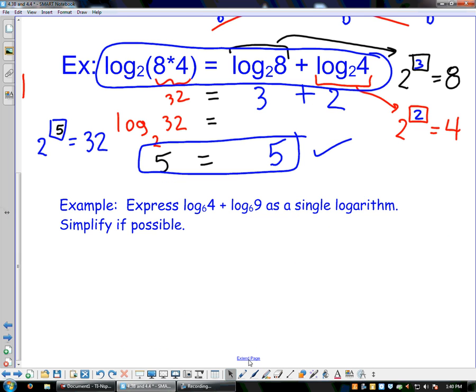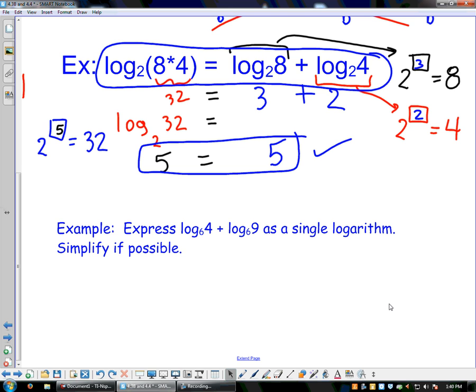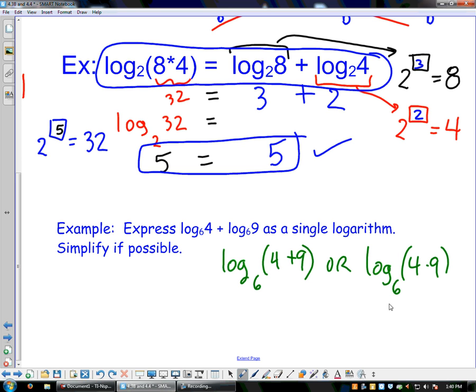All right, so in this example, express log to the base 6 of 4 plus log to the base 6 of 9 as a single logarithm, and then simplify if possible. So let's try this one. This would be using our product property of logarithms. This is the same thing as saying log to the base 6 of, is it 4 plus 9? Or is it log to the base 6 of 4 times 9? I'll give you a multiple choice here. Is it A or is it B?